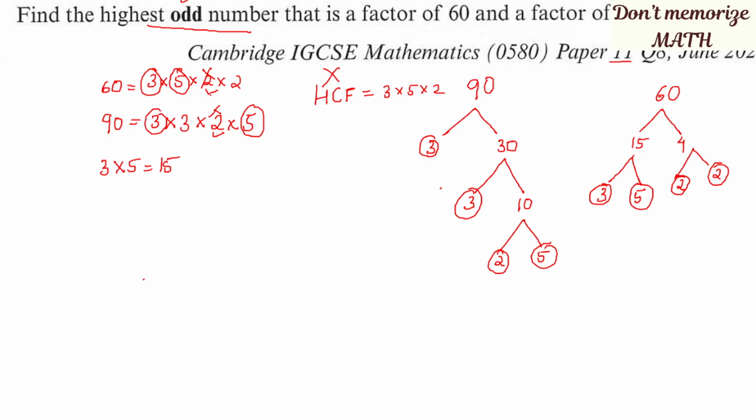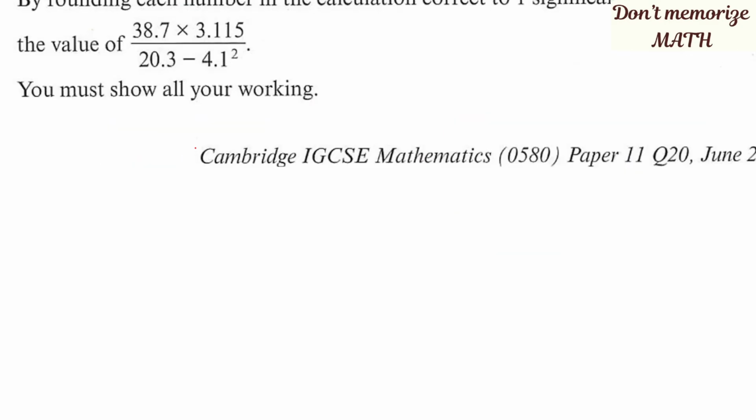I will repeat one more time. If we are taking times 2, it will become 30, right? So any number, if you are multiplying by 2, it will become an even number. So here they have particularly mentioned it must be an odd number. That's why we are not taking 2 here. Okay, so we'll move to the next question, question number 2.